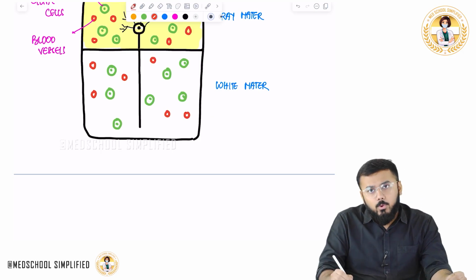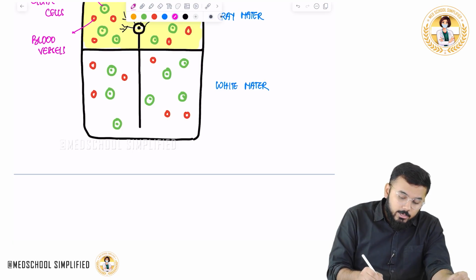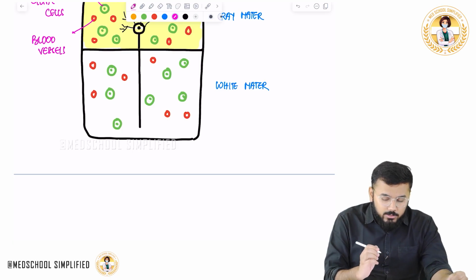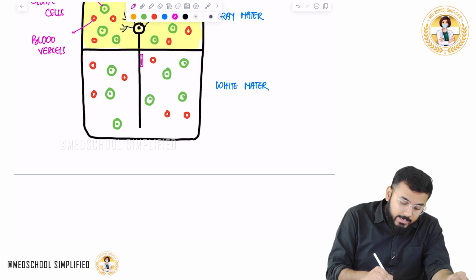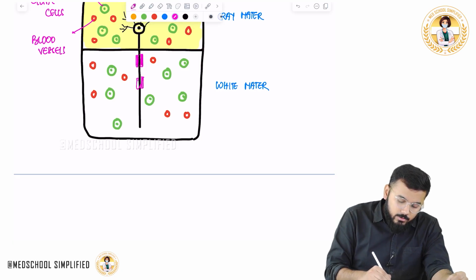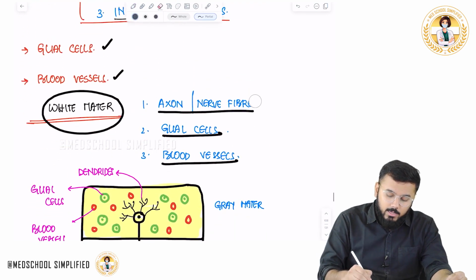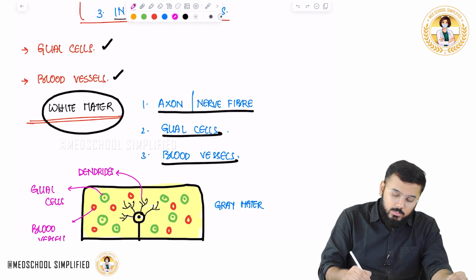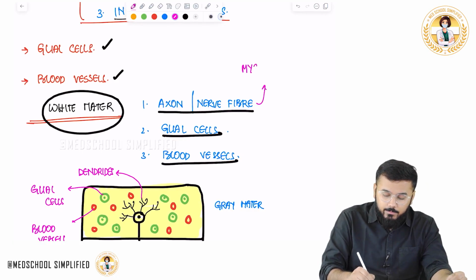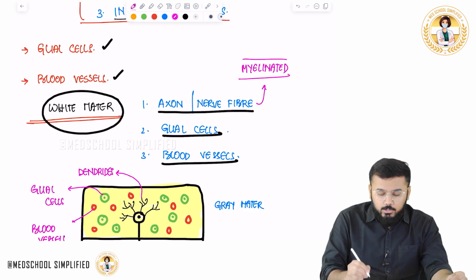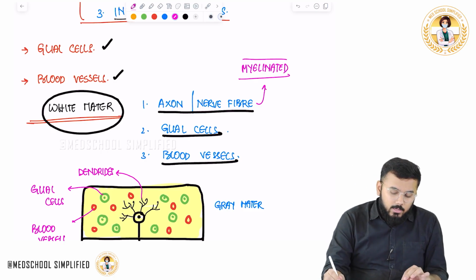Okay. Now, one very important thing you need to know here is that the axon which is located in the white matter is myelinated. You see this? The axon which is located within this white matter is myelinated. This is one very important thing you need to know. So let me also write it down here. This axon that you see here is myelinated.